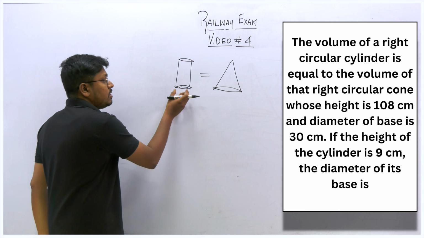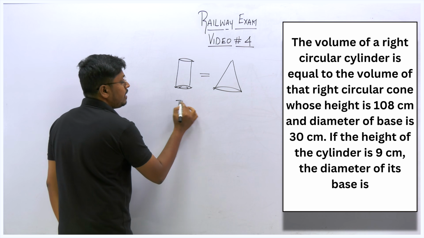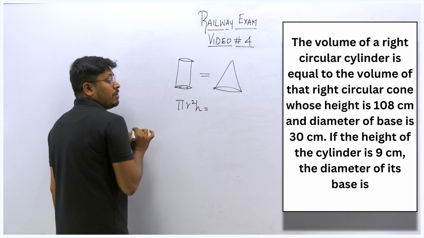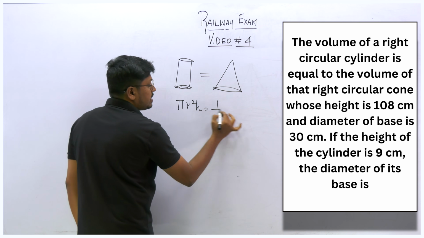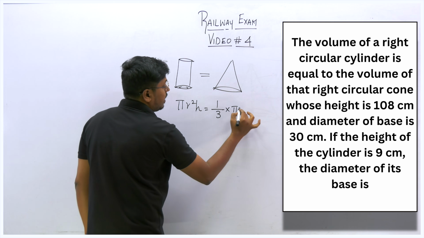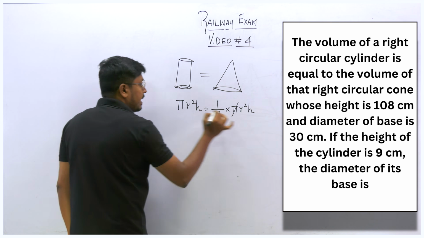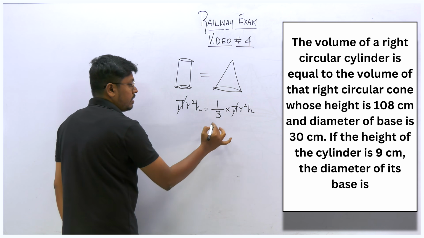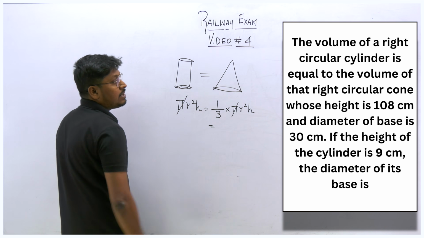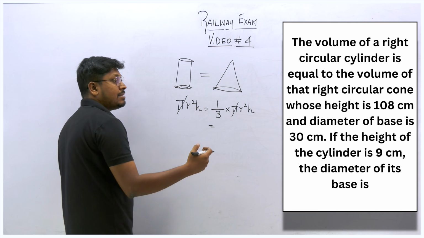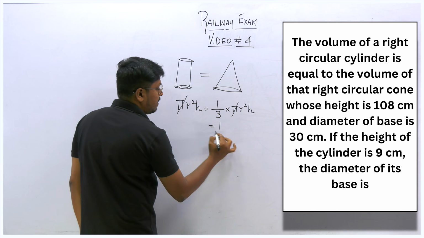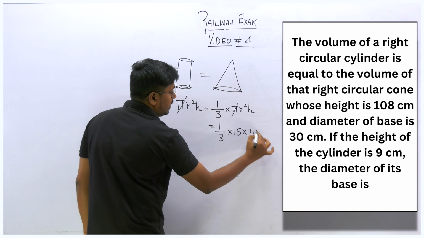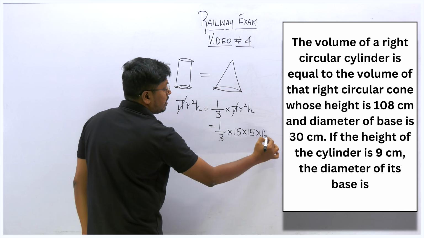First write the formula. The volume of a cylinder is what? Pi r square h, this will be the volume of a cylinder. The volume of a cone, just now we have learnt, is 1 by 3 pi r square h. So now we can cancel pi and pi. Do not cancel r and r. Why? Because the radii are different, right? For the cone, they have given the diameter as 30. So if the diameter is 30, the radius will be 15. So 1 by 3, radius 15 square, so 15 into 15. Height has also been given, which is 108.